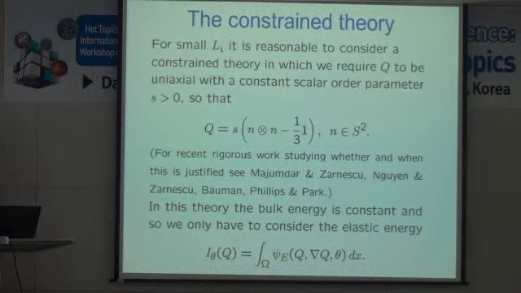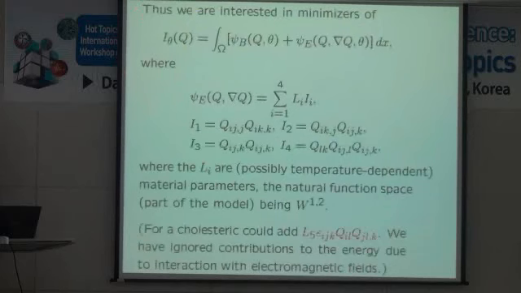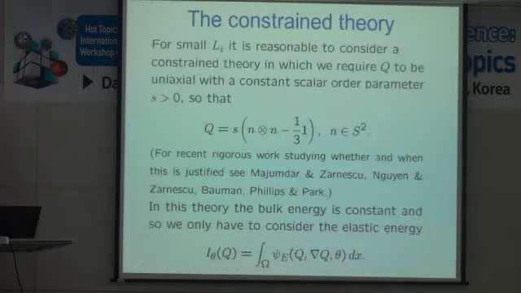Okay, now, if those elastic constants there are small, then it's reasonable to use a constraint theory in which you minimize just the bulk energy. Okay. So minimizing the bulk energy, certainly if we use the quartic form that I showed before, requires that Q is uniaxial with a constant scalar order parameter.